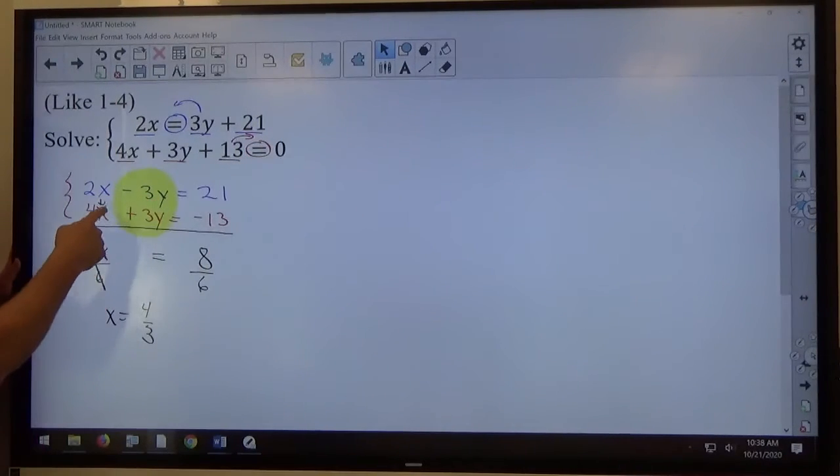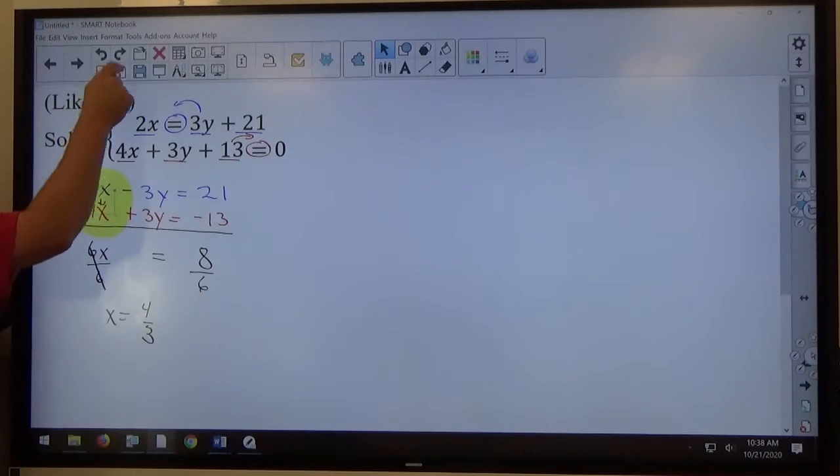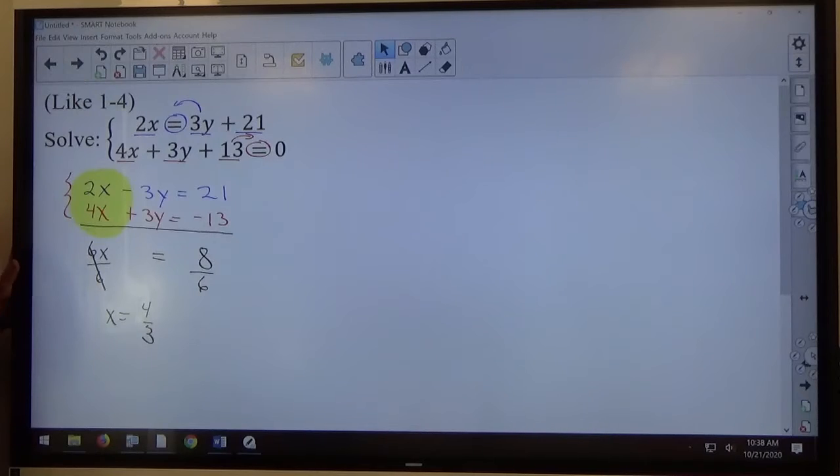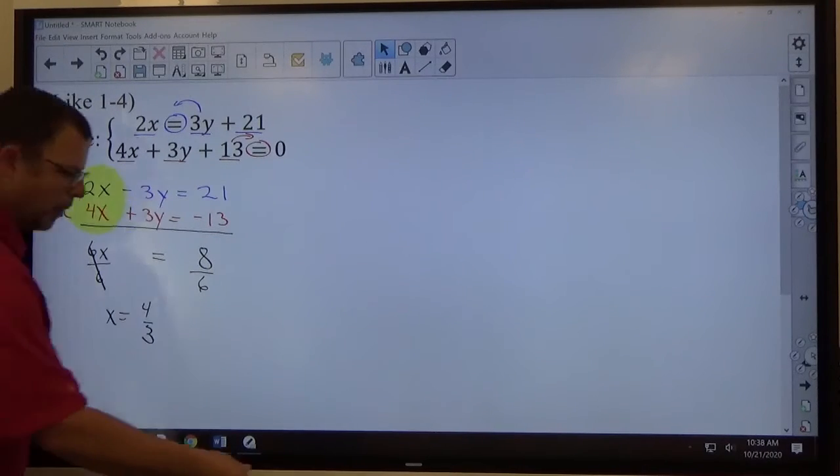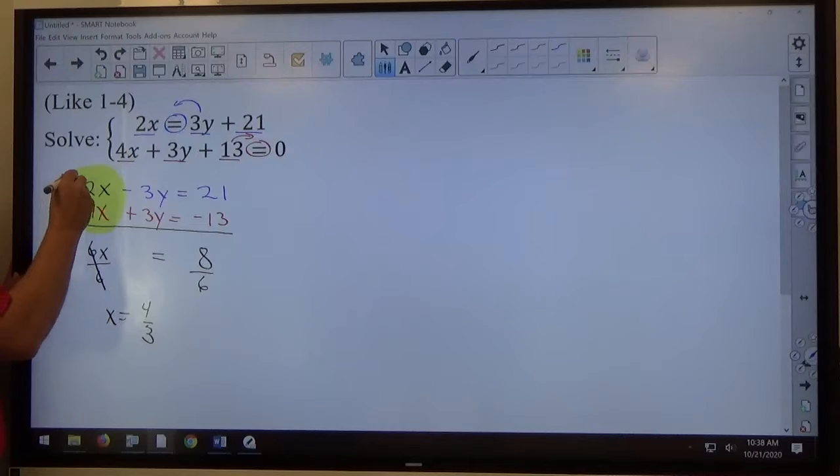So if I look at my original system of equations, which is right here, and I get rid of x instead of y. All right? So this is where I'm starting. I want to get rid of x. I want these to be opposite coefficients. I would need to multiply the top equation by -2 to make that happen.